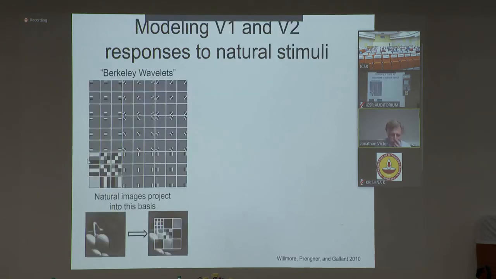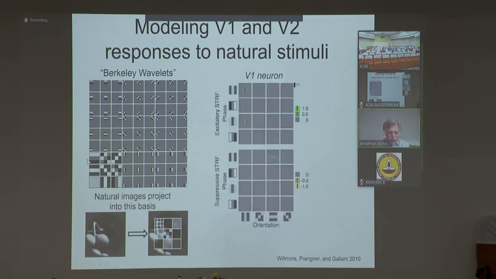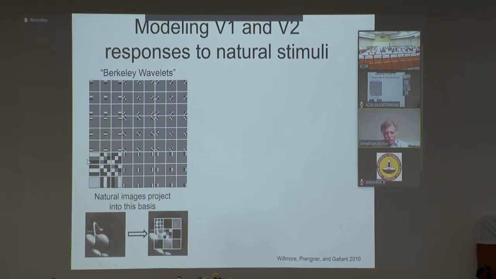And one of the nicer examples of this is work from Jack Gallant's lab. So he used a basis set that he called Berkeley wavelets, which are patterns that are localized in space and localized in frequency, in spatial frequency, and are black, gray, and white. And one can use this as a basis set for natural images. And one can also use this to drive neurons.